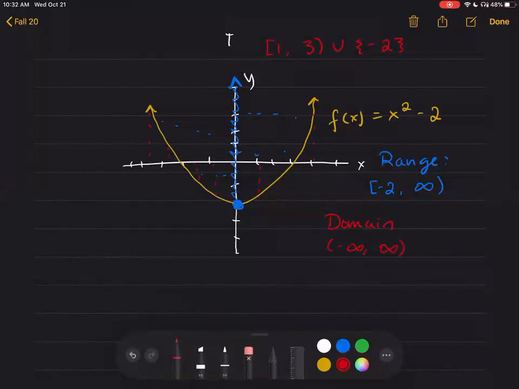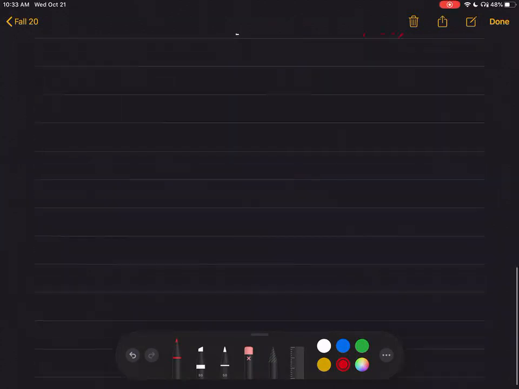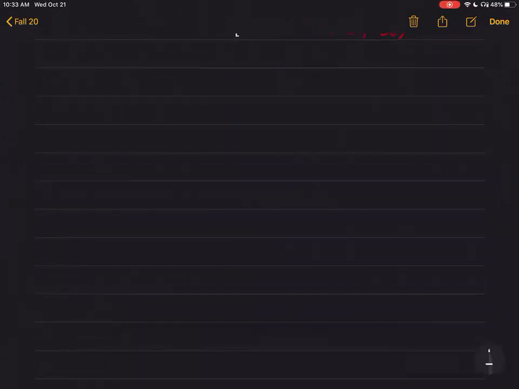All right, cool. Let's switch gears a little and let's look at finding increasing and decreasing sections.